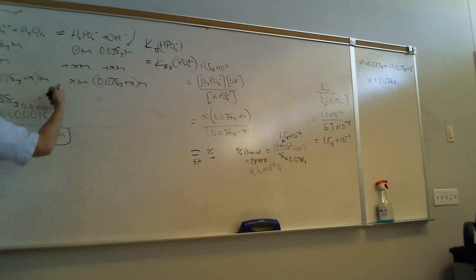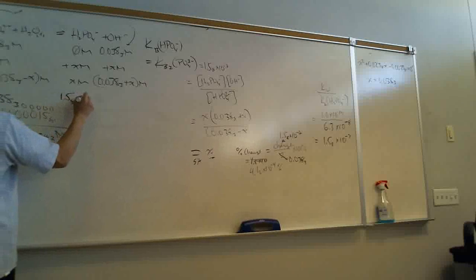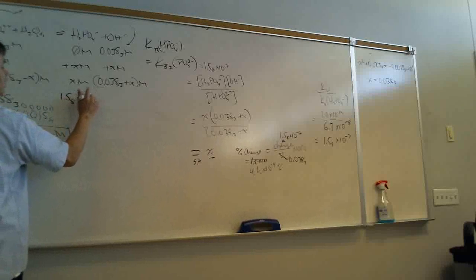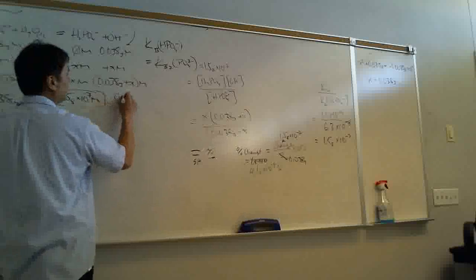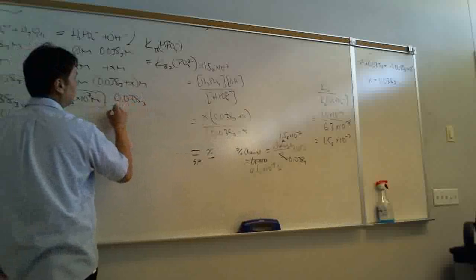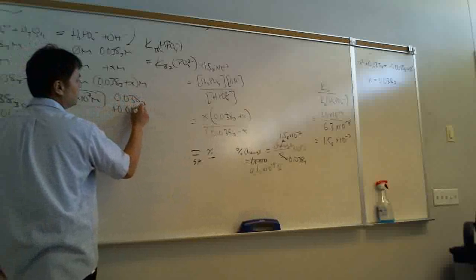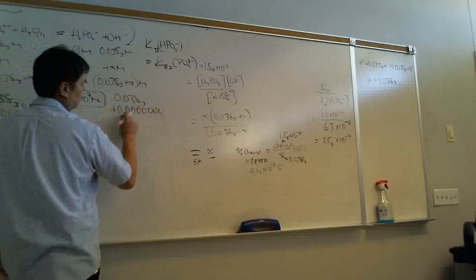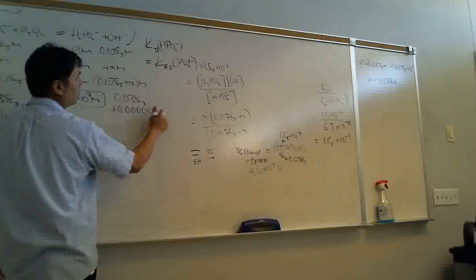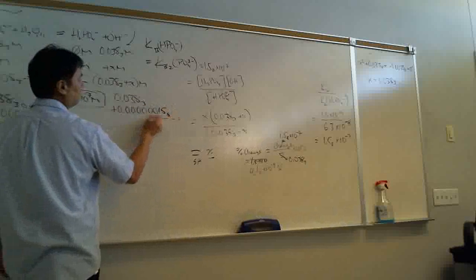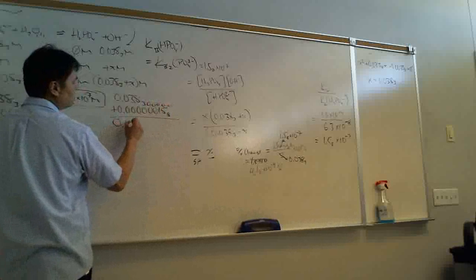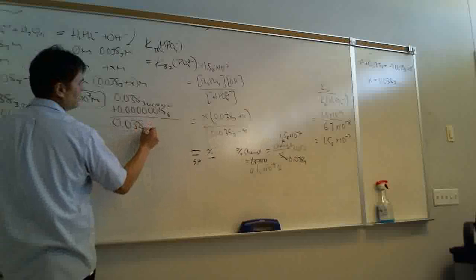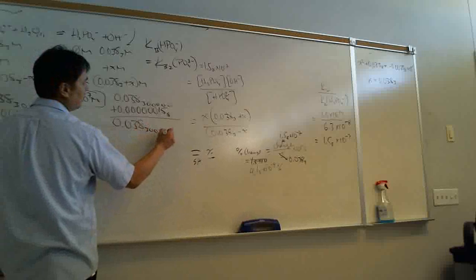Here the change is significant, because now we're going to have 1.58 times 10 to the minus 7 molar. And over here, we're going to have 0.0383 plus 0. And we need 6 zeros, and a 158. Let's add some more zeros here. And this is going to be 0.038300158.